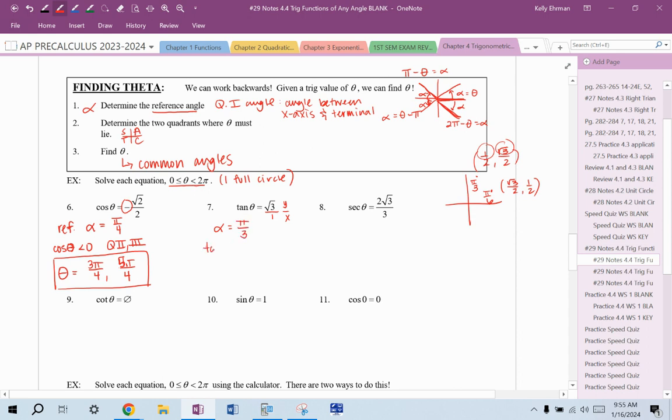And then when is tangent theta positive radical 3? When is it greater than 0? That happens in quadrants 1 and 3. So one of our answers is the reference angle, pi over 3 in quadrant 1, which is pi over 3. What's the pi over 3 angle in quadrant 3? 4 pi over 3.